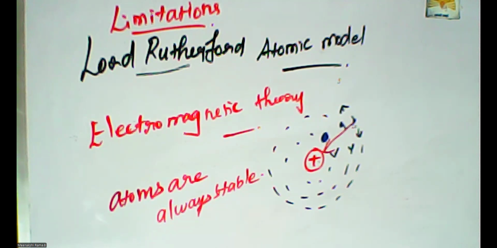Let me show one more simulation for the same concept. Look here. This is the nucleus part, and the alpha particles are moving here. The center yellow dot is the nucleus. This is the electron energy level. This is an alpha particle, and we trace its path as it moves.